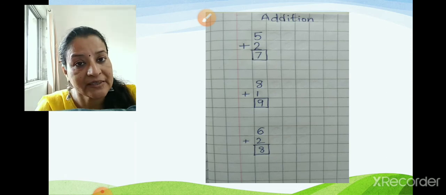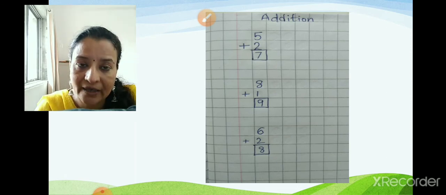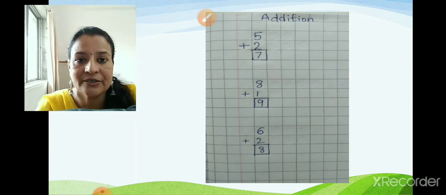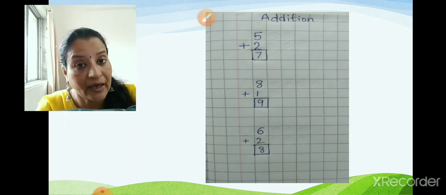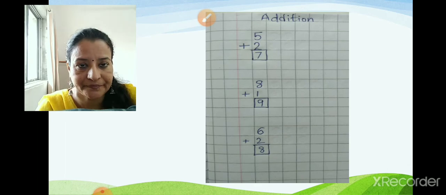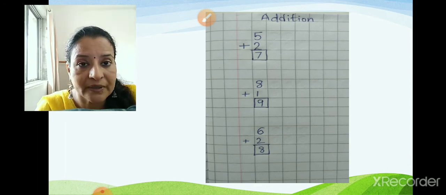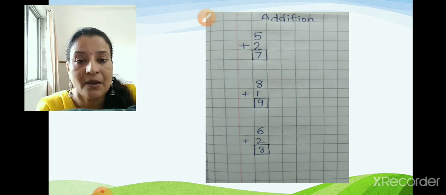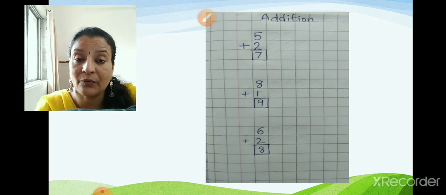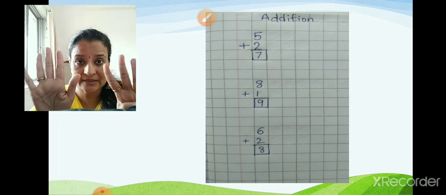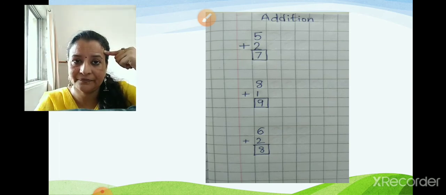Now second sum. Again, Mama will write 8 plus 1 for you. Okay. And now you are going to add. Observe the numbers. Look at the numbers. What are the numbers? 8 plus 1. Now, which number in your head? The first number. And what is that? 8. So, 8 in my head.